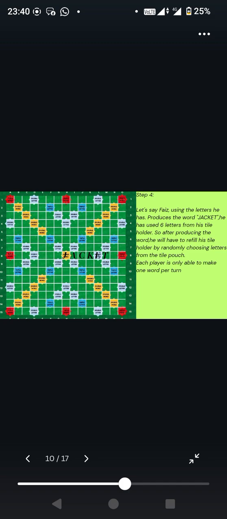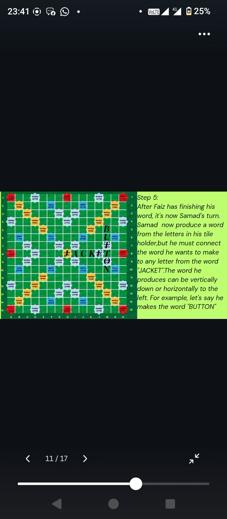So after producing the word, he will have to refill his tile holder by randomly choosing letters from the tile pouch. That being, he will fill up his tile holder until there are 7 letters in that tile holder. Each player is only able to make 1 word per turn. Next. After Faiz has finished his word, it's now Samad's turn.